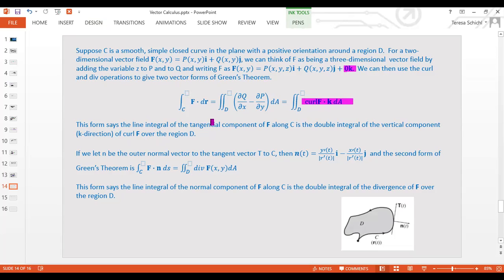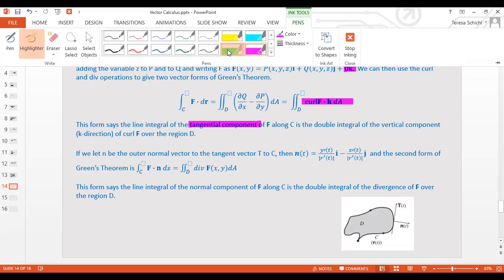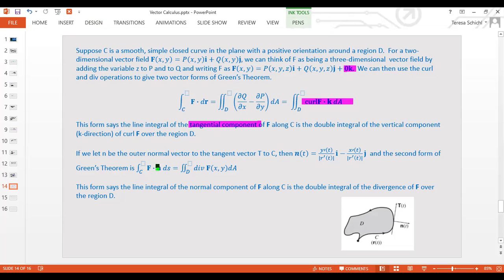So right now we distinguish this in a little more detail. This is the line integral. We call this the tangential components of F. The same way, you can write Green's theorem in this form: the integral over C of F dot n ds is equal to the double integral of the divergence of F of xy. We call this the normal components of F.